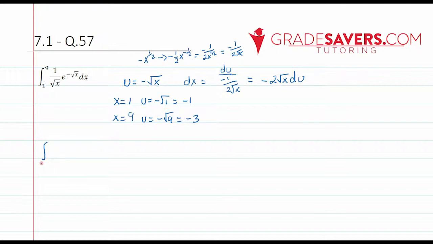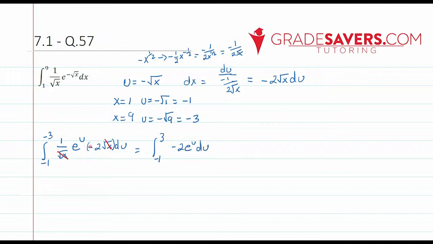It will go from negative 1 to negative 3, 1 over, and we know root x cannot be substituted by u or dx at this point, so it's just root x. E to the power of negative root x becomes e to the power of u, and dx becomes negative 2 root x du. So this is not a subtraction, it's a factor that's negative, but we see right here this root x and this root x cancels out. So this simplifies into the integral from negative 1 to negative 3 of negative 2 e to the u du.